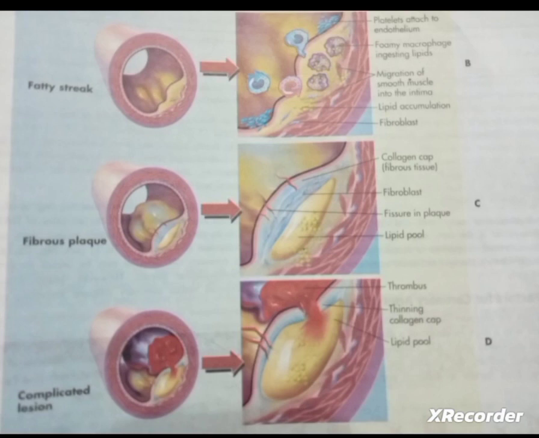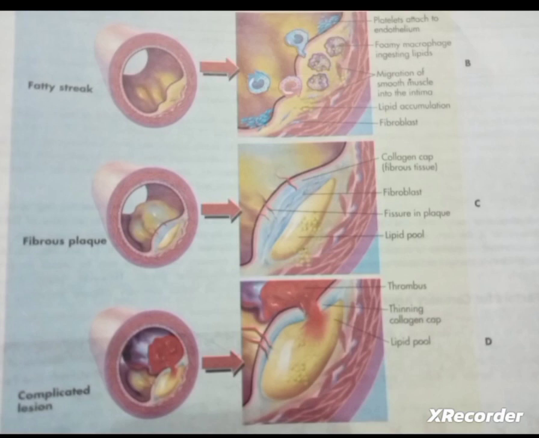And when it grows further, the blood flow will be decreased to the distant areas. So that is fibrous plaque, and fibrous plaque formation is a high risk area.